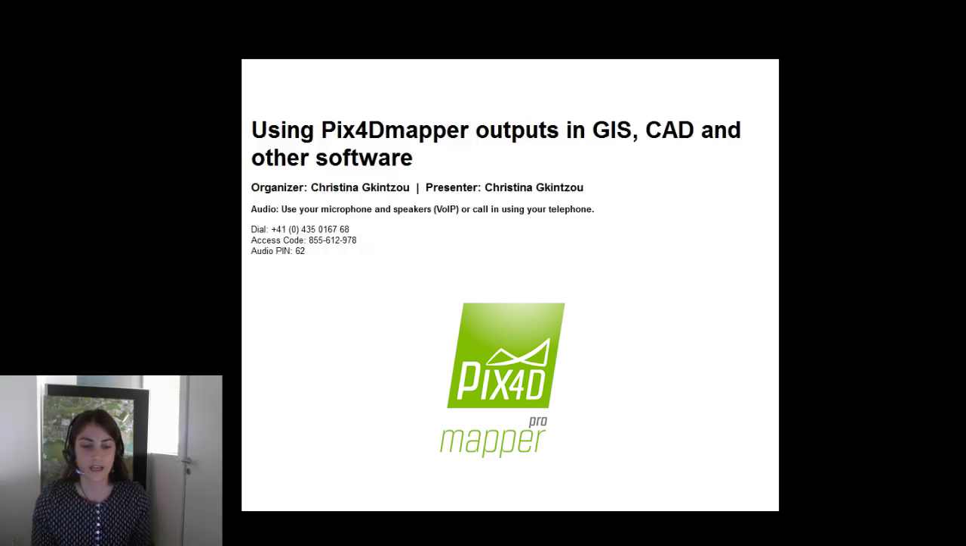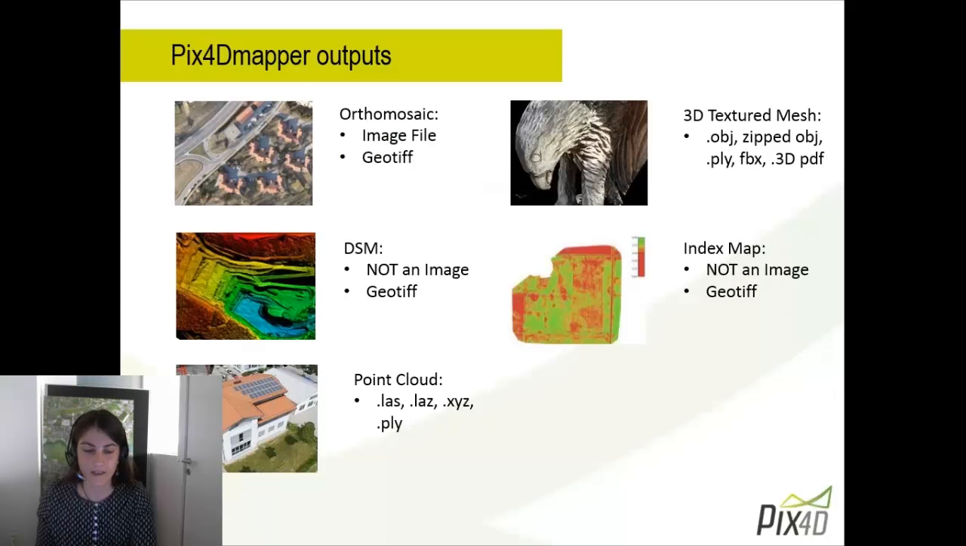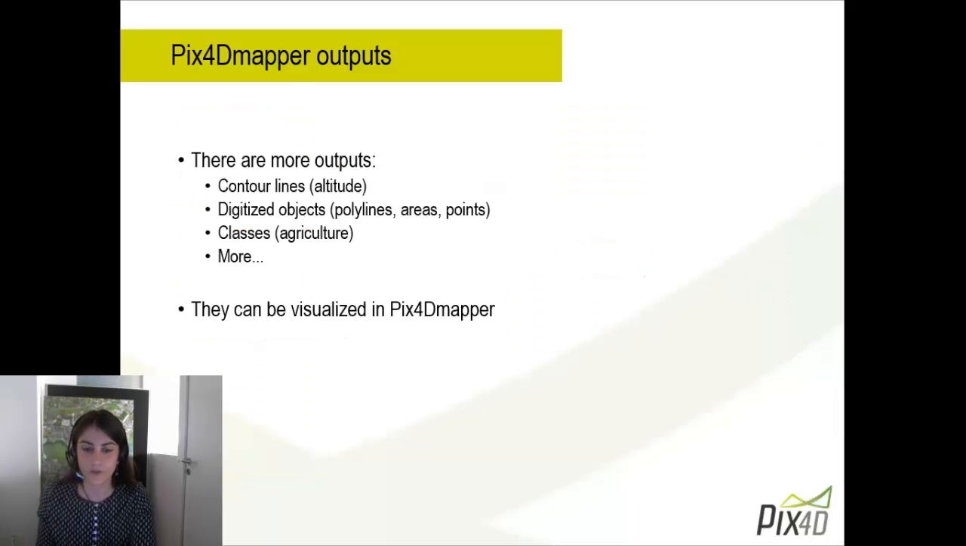Then we have the point cloud. We export it in several file formats. The most common one is the LAS. Then the 3D texture mesh that we exported in OBJ, PLY, FBX, etc. And then once more an overview of these outputs.